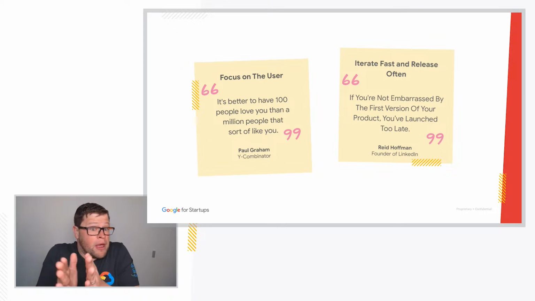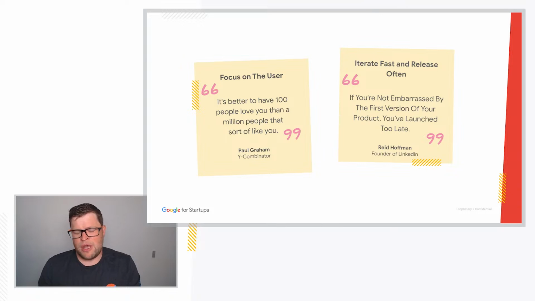So this is the point where I come to wrap up. And on my final slide, I'm bringing two quotes, which hopefully over the period of the last 30 or 35 minutes, you've heard me talk about quite a few times. On the left, Paul Graham, Y Combinator co-founder. It's better to have 100 people love you than a million people that sort of love you, sort of like you. What do they mean by that?